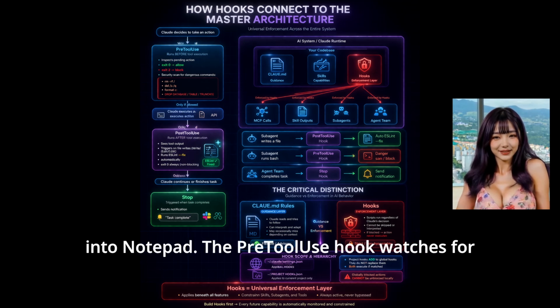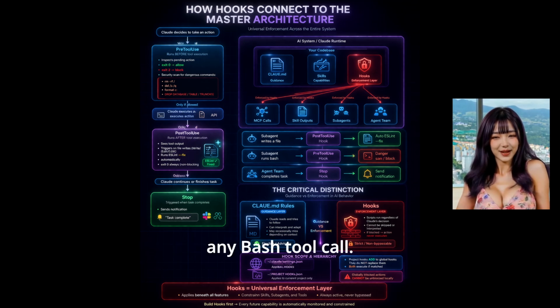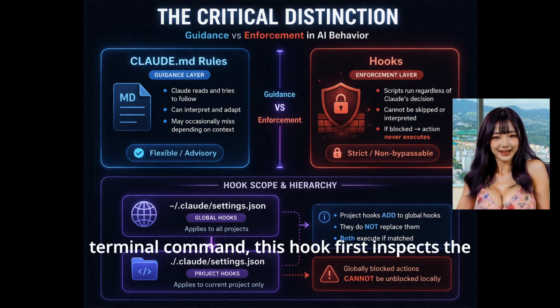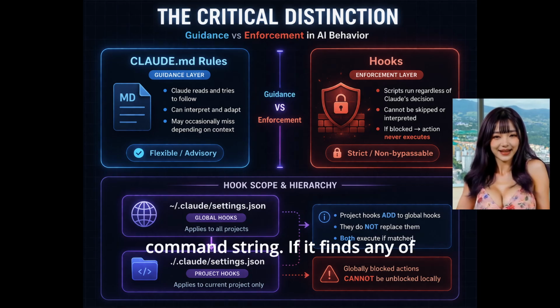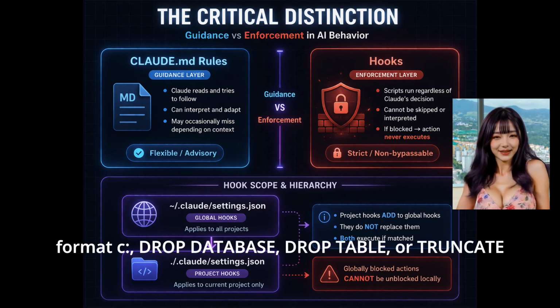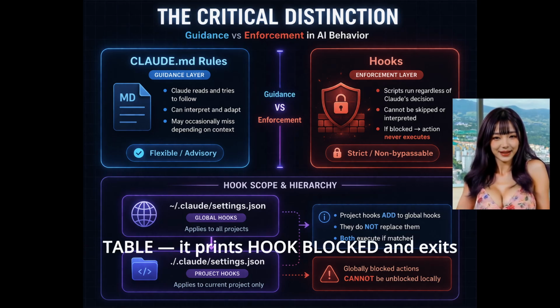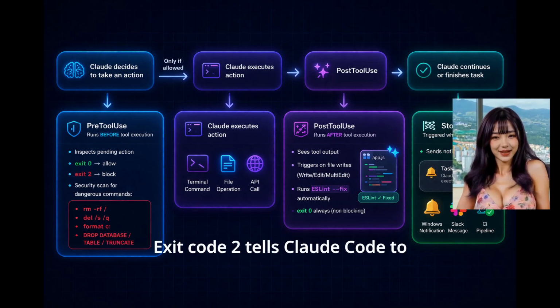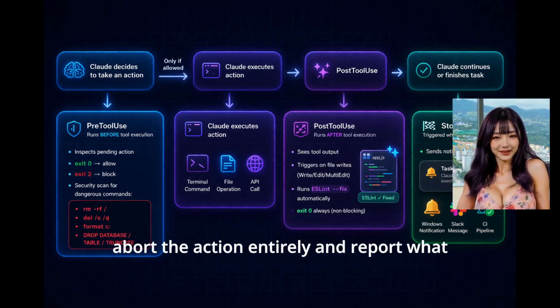The PreToolUse hook watches for any bash tool call. When Claude is about to run a terminal command, this hook first inspects the command string. If it finds any of these patterns, rm -rf, del /s, format C, drop database, drop table, or truncate table, it prints hook blocked and exits with code 2. Exit code 2 tells Claude Code to abort the action entirely and report what was blocked.